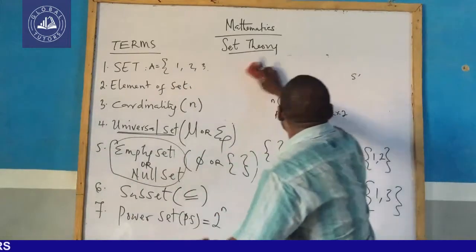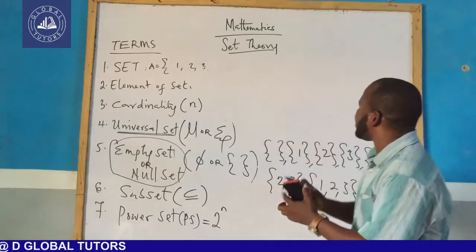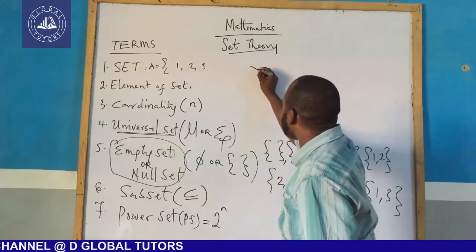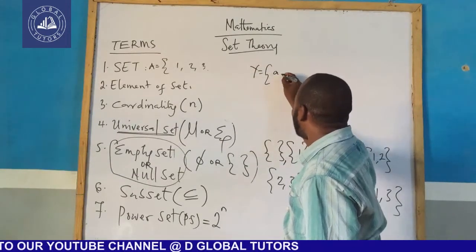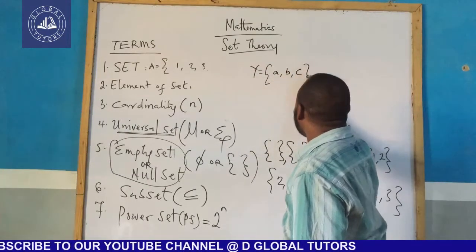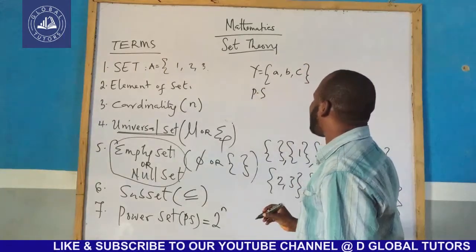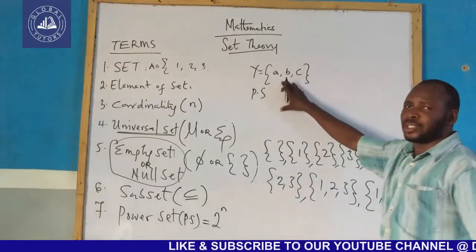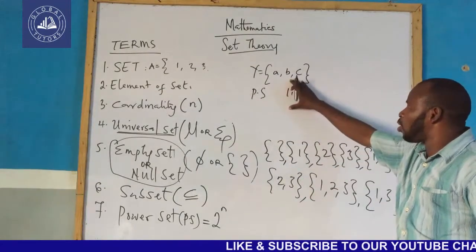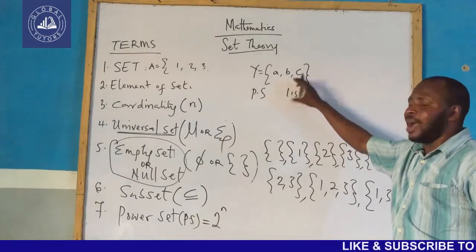I would like you to try this on your own as I bring this video to a close. This is a set Y, and the elements in set Y are a, b, and c. My question for you is, what is the power set of Y? And I want you to list out the subsets of Y. Try this on your own as a work example.